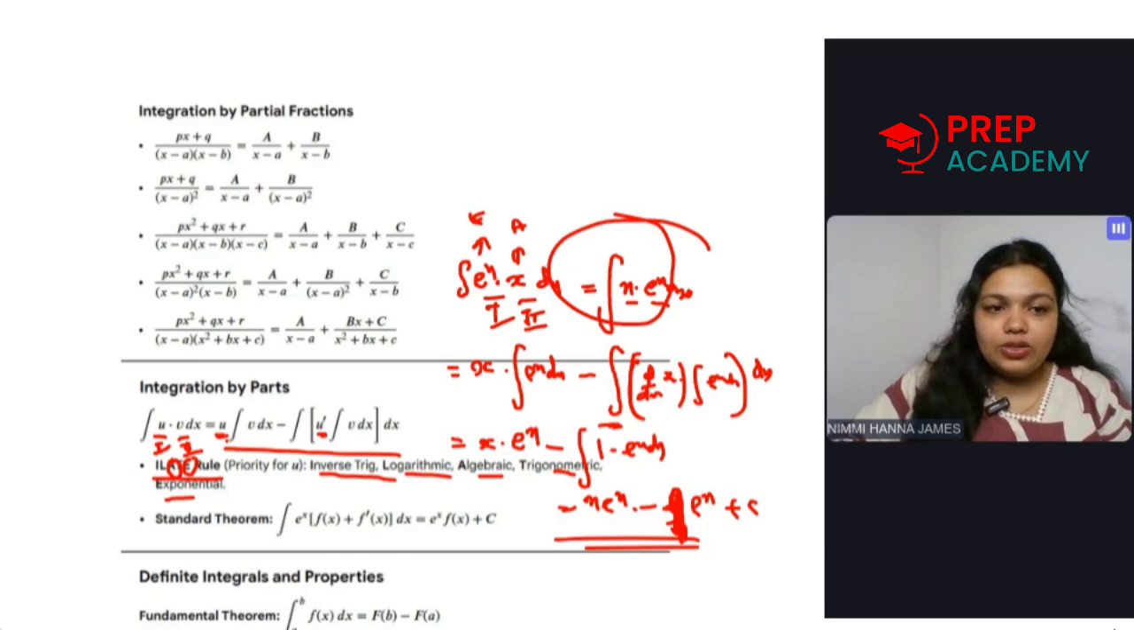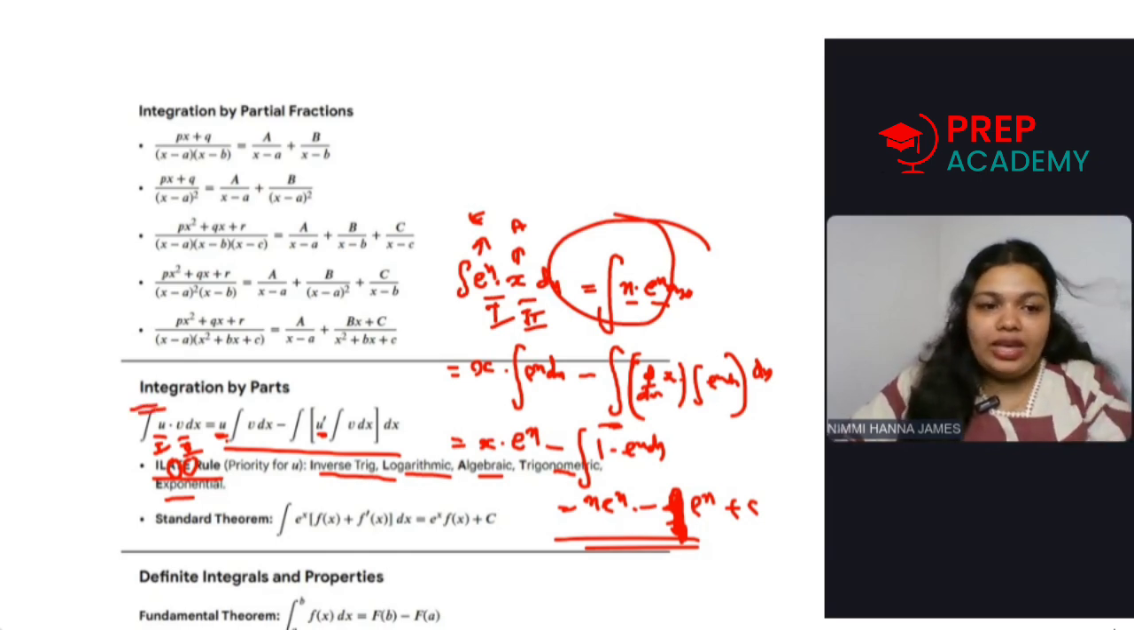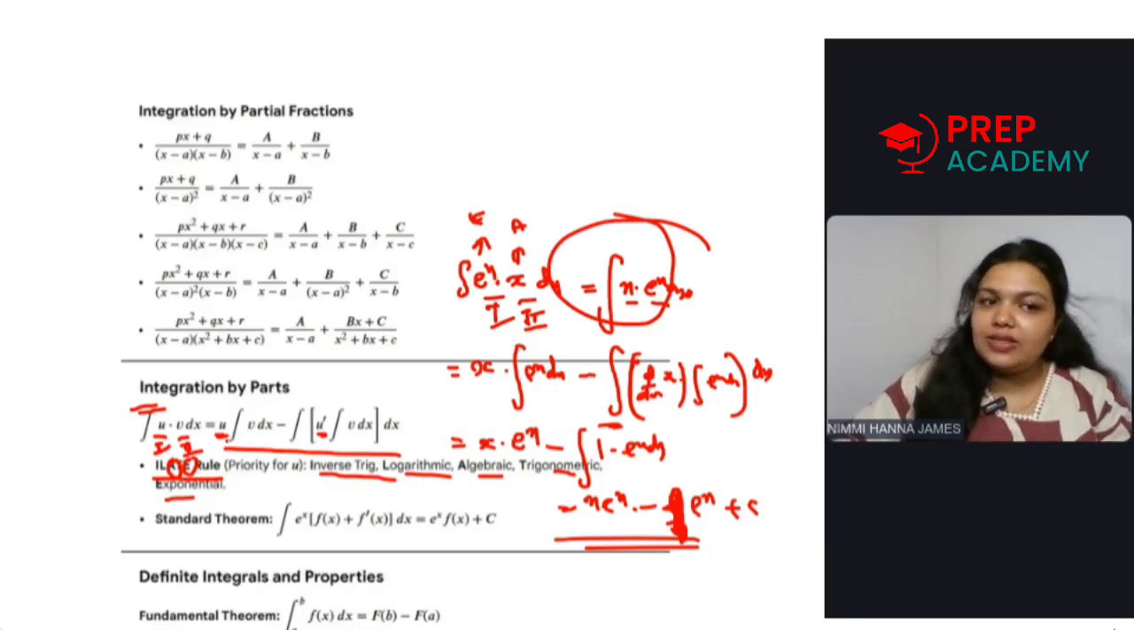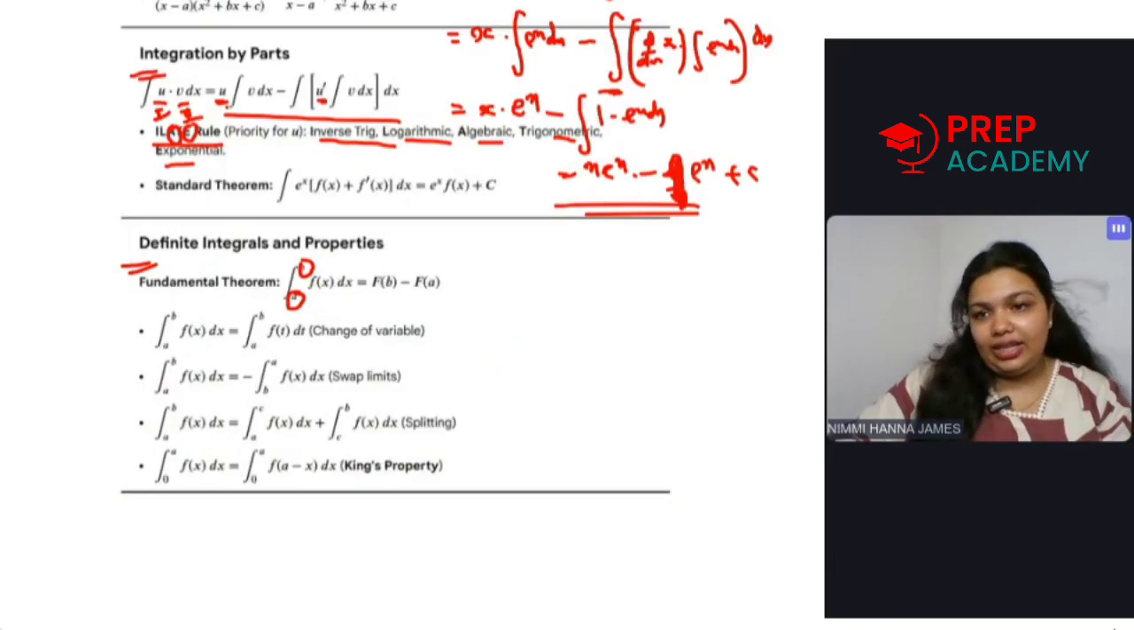So this is where we use integration by parts. And next we have definite integrals and their properties. This is very important. Most likely there will definitely be one question from this section in your exam. For definite integrals, earlier we were doing just integration; now here we have limits in the integration.